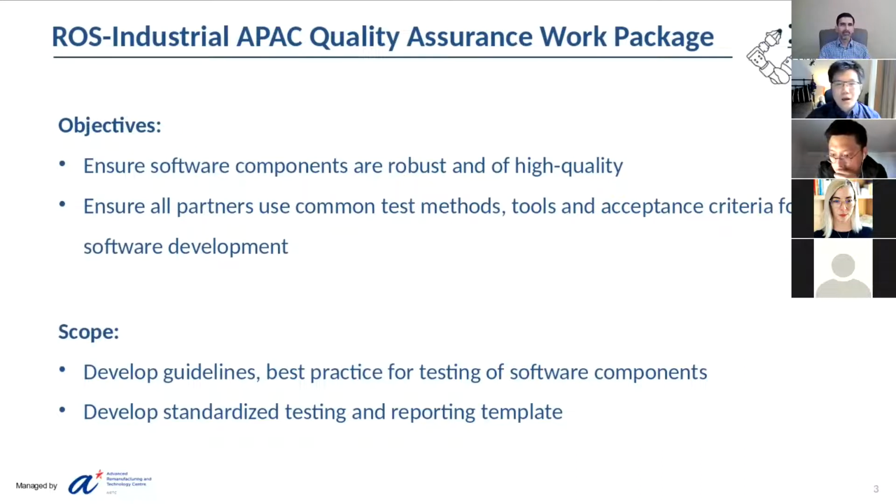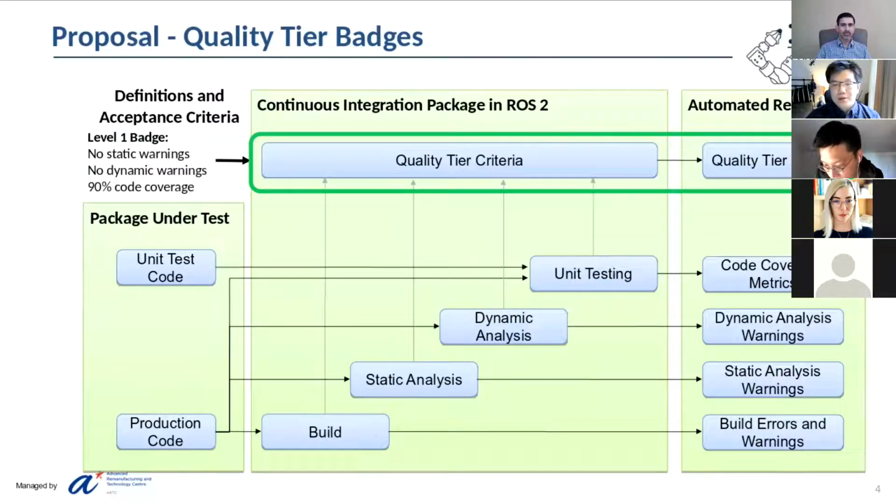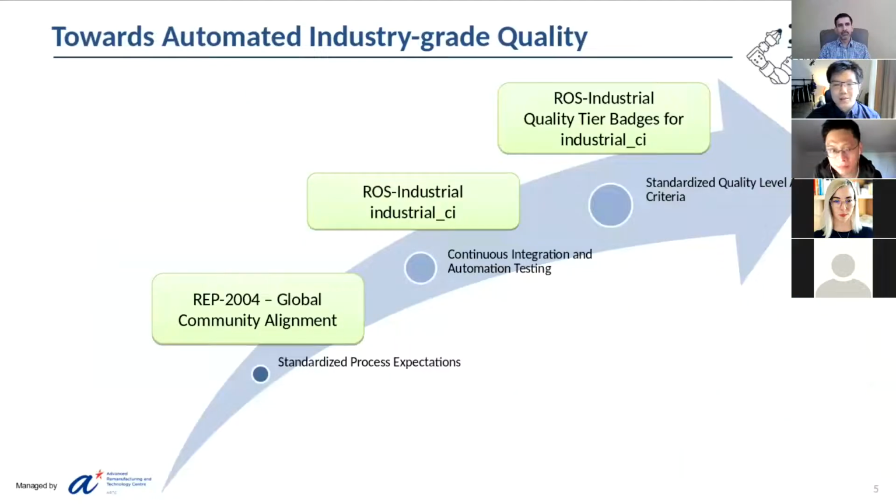So in the future, we'll also open source some of our findings and share them with the whole community after this work package is done. Here's a brief overview of the continuous integration workflow that we have drafted, and we also plan to create automated tools to judge the results and tests that we gather and create a quality tier badge. I'll elaborate on that later. So through community alignment, improvement of continuous integration and automated testing, and establishing standardized quality level acceptance criteria, we can achieve automated industrial grade quality for the ROS-based robotic software solutions that we develop.